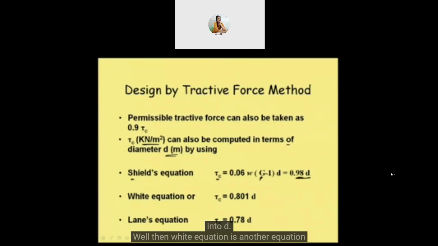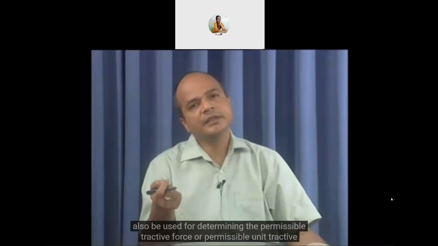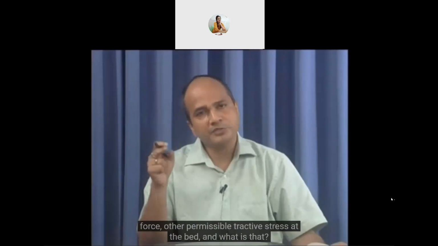Well, then White's equation is another equation that gives us the critical tractive stress tau c as 0.801 into diameter. The unit is the same. And then Lane's equation is another equation which is generally applied when the flow is fully developed turbulent flow. In that case, the particle starts moving at a little lesser tractive force, and tau c is given as 0.78 into d. So these values can also be used for determining the permissible unit tractive force or permissible tractive stress at the bed.